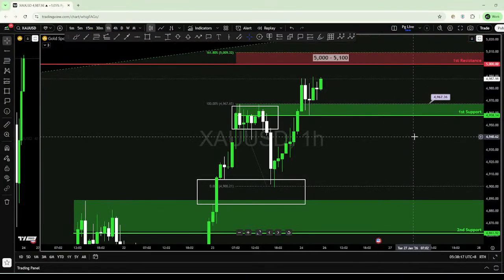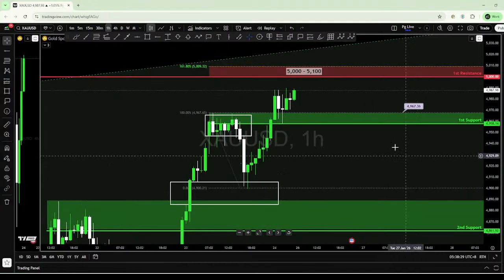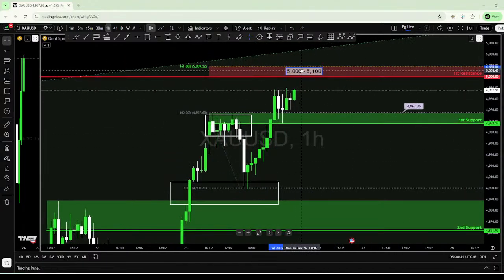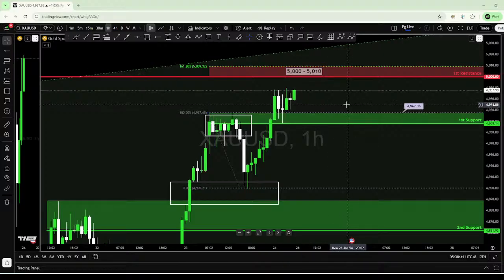Okay, so this is how price reacts. Any questions, guys? Any questions? So this is our XAUSD. So the resistance level, just waiting. Oh no, why don't you guys correct me, 4 or 10? Okay, the resistance level.